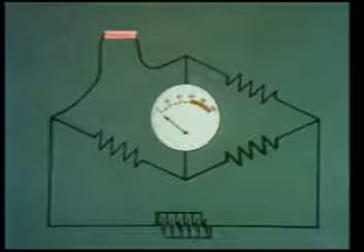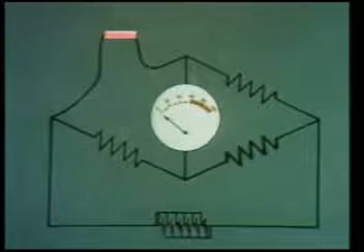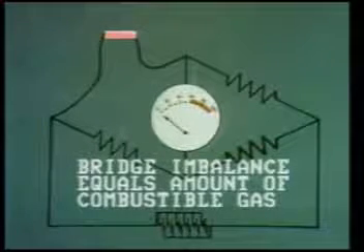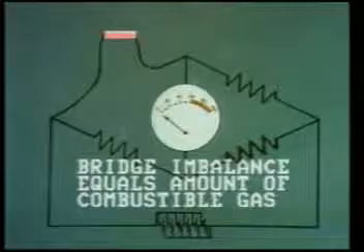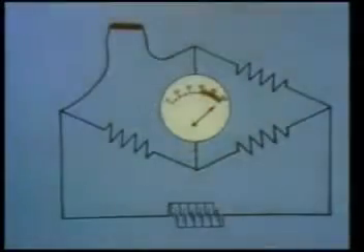Because the resistance of the detector filament is higher than the other resistors, the bridge is out of balance. The degree to which the bridge is out of balance is proportional to the temperature change, and consequently the amount of combustible in the sample. As a result, the meter goes upscale.